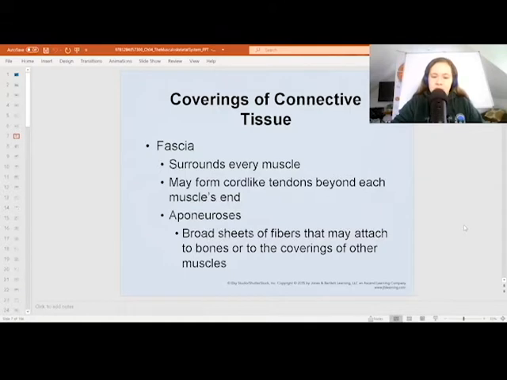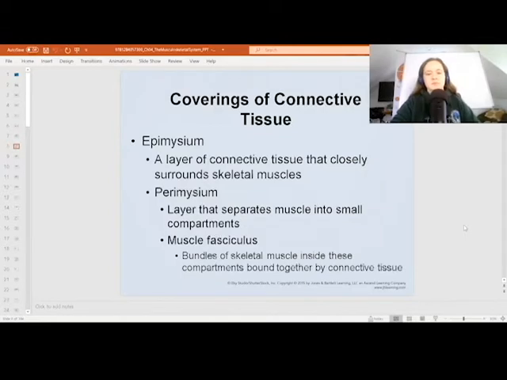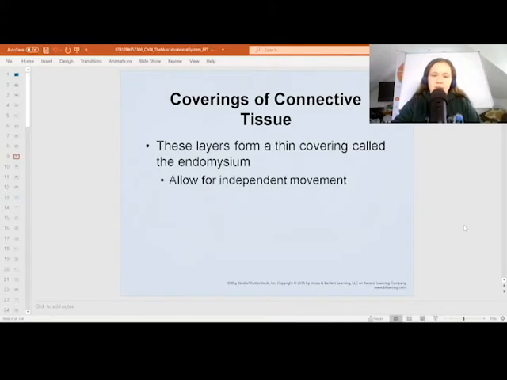Aponeurosis is broad sheets of fibers that may attach to bones or the coverings of each muscle. Epimysium is a layer of connective tissue that closely surrounds skeletal muscles. Perimysium is a layer that separates muscle into small compartments. Muscle fasciculi are bundles of skeletal muscle fibers inside these compartments, bound together by connective tissue. These layers form a thin layer called endomysium. This allows for independent movement.